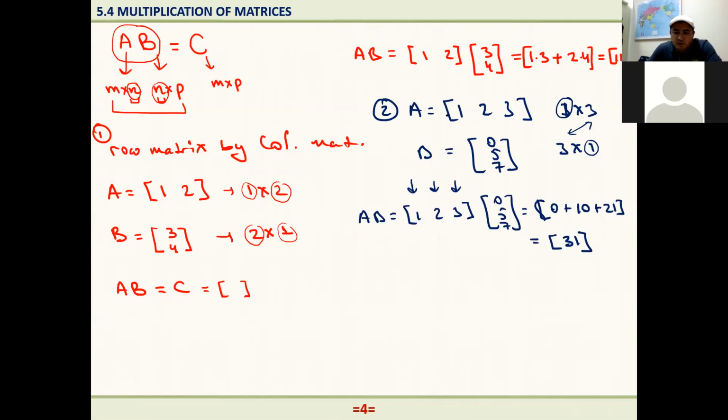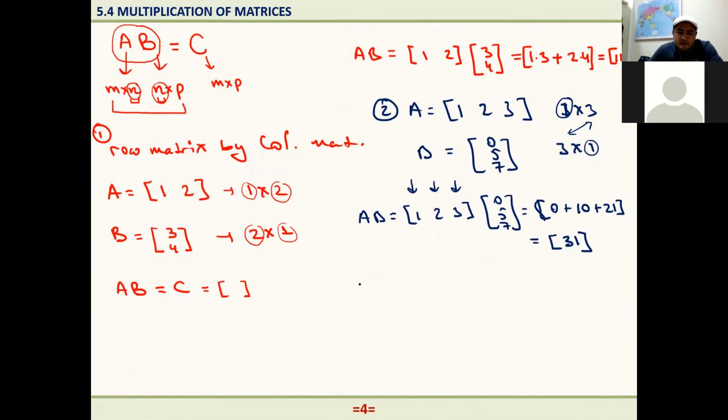And this is also how it is used in business. In general, if you want to multiply a row matrix by a column matrix, first, the number of columns of the first matrix, is it equal to the number of rows of the second matrix? If it is so, then multiplication is defined. And to multiply this, we should just multiply the corresponding entries and add them up.